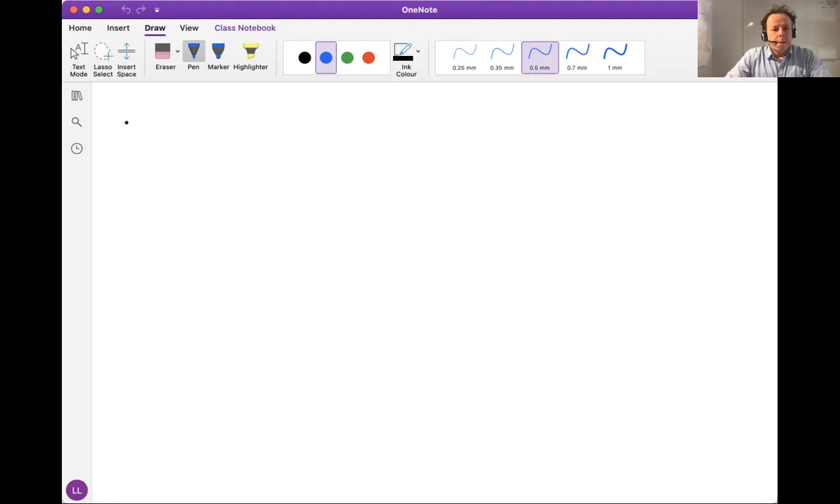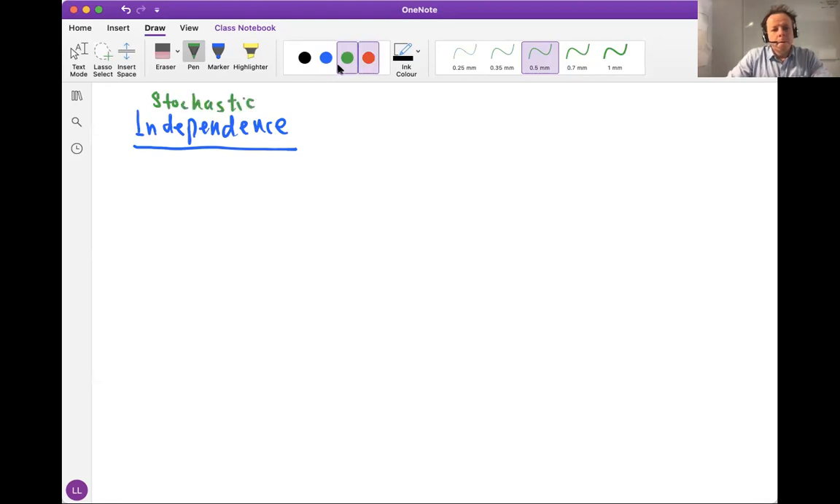Okay, let's start with the definition of independence. And to be precise, it is stochastic independence. Not linear independence, not some other independence, but stochastic independence. And we will do the definition right now. The symbol for this shorthand notation is this symbol.